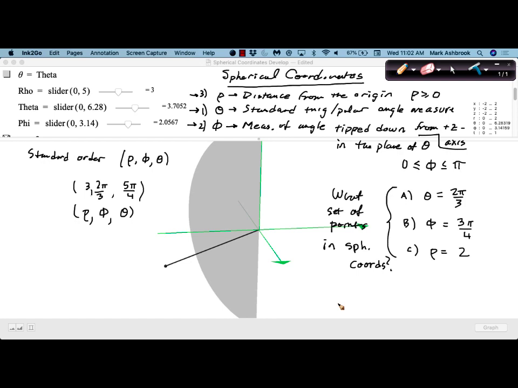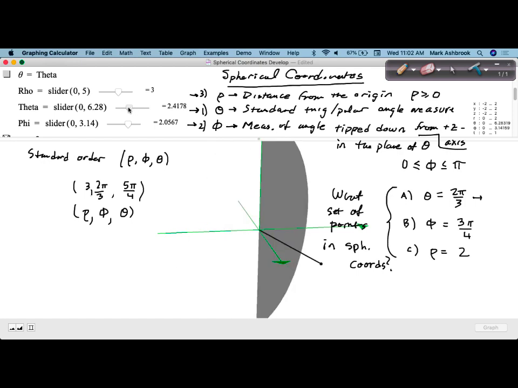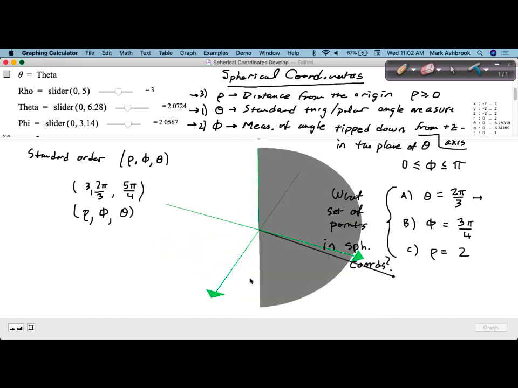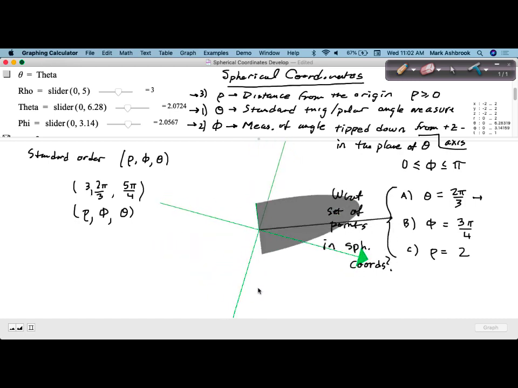Okay, what about theta equals 2 pi over 3? What is that? David? Plane? Almost. You're close. Half plane, right? Half plane, 2 pi over 3 is about close to 2. So that's a half plane facing in the second quadrant, something like that. That's 2 pi over 3.